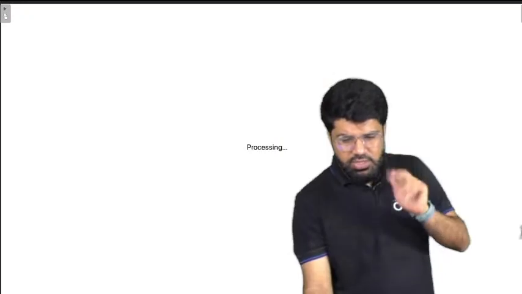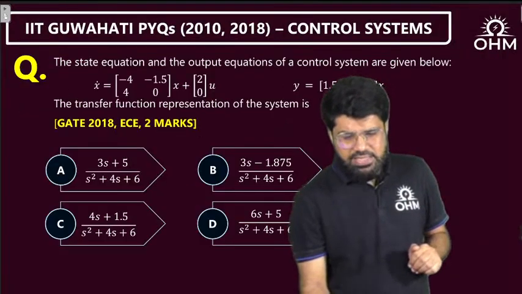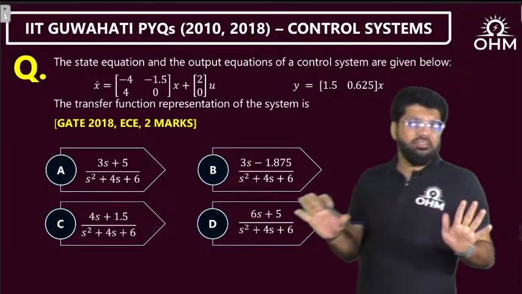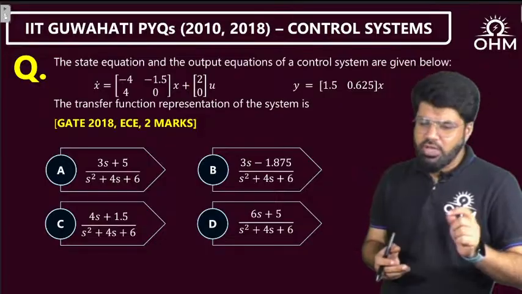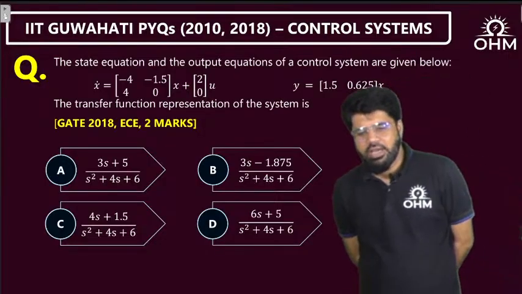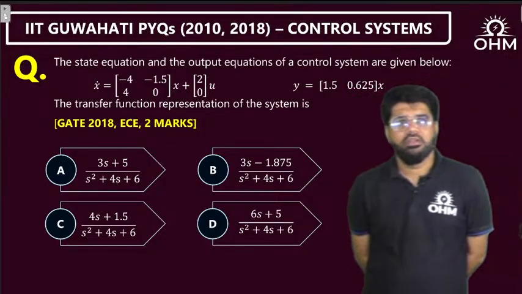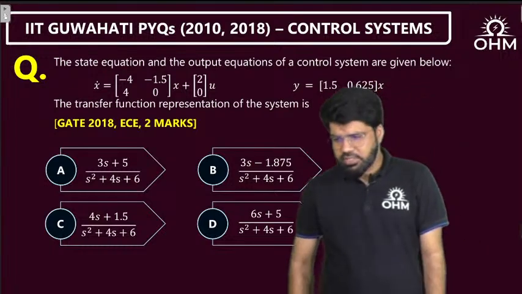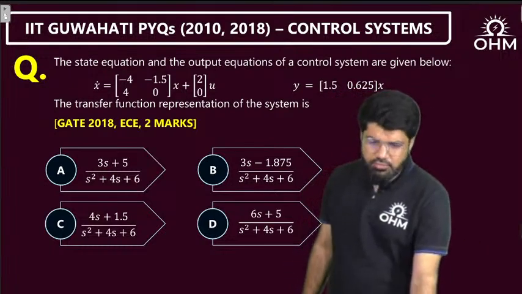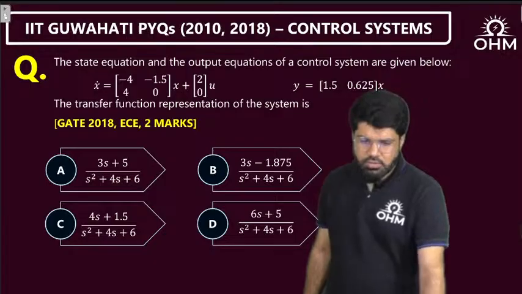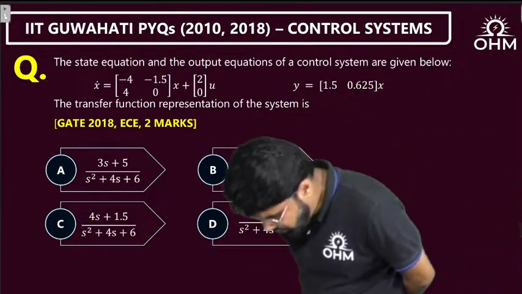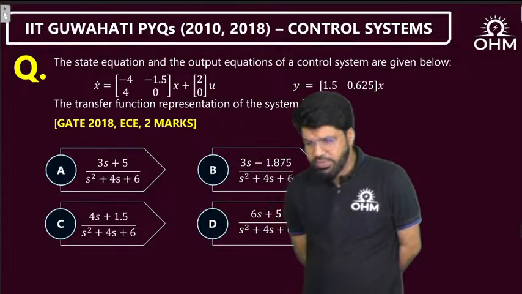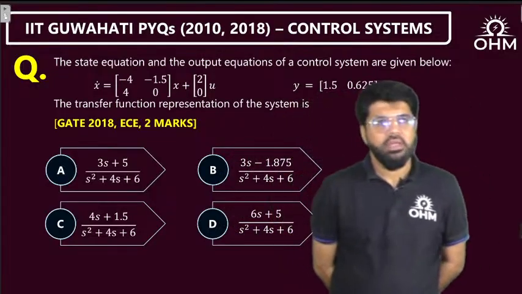Now have a look into this next question. GATE 18 EC, 2 marks question, where the signal flow graph is not given, and directly the state variable representation of a system is given. You have to find the transfer function from the state variable representation. Okay, come on, let's do this. Yes Kavita, correct answer for the previous one, that is D.